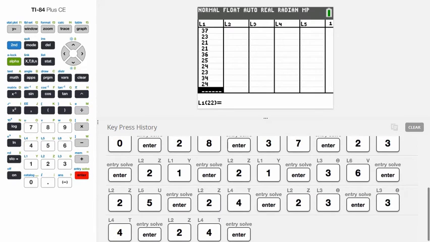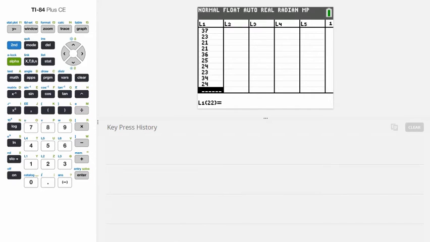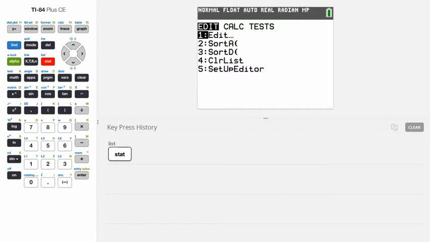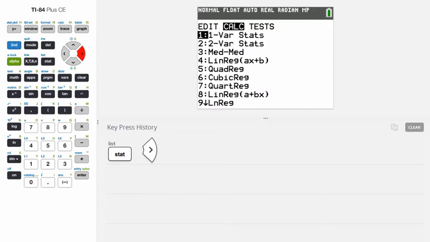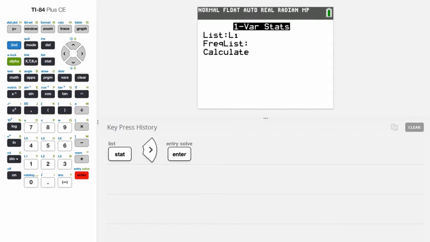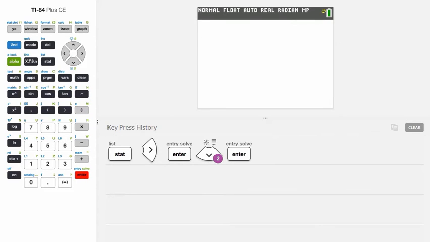Double checking our data, we should have 21 pieces of data, and I have 21 numbers. Now I am ready to calculate. We click on Stat, over to Calc, one variable statistics, press Enter. If it comes up with this menu, you want your one variable statistics list, L1, your frequency list should be blank, and then you arrow down to calculate and press enter.